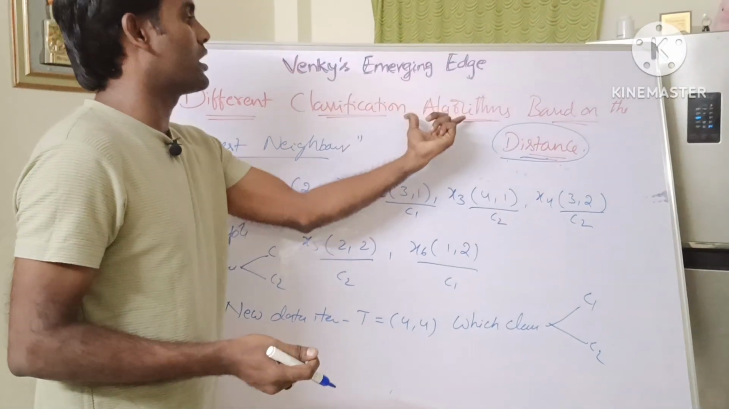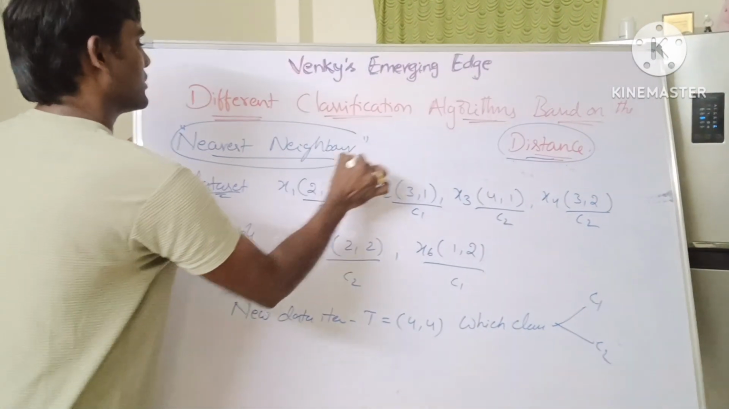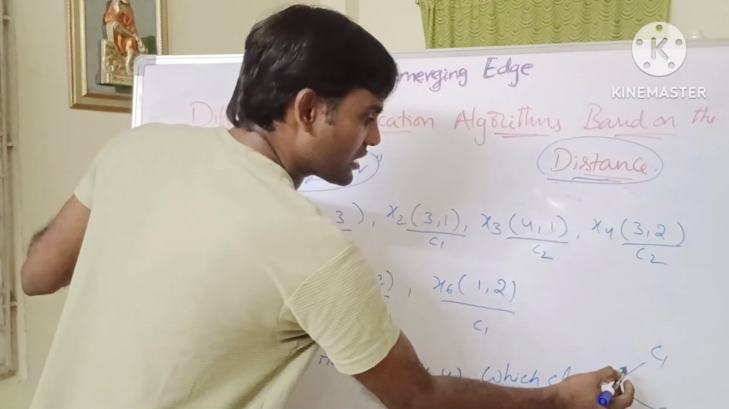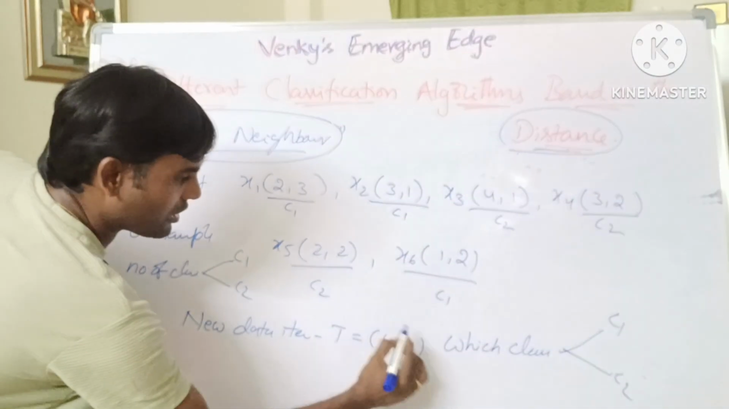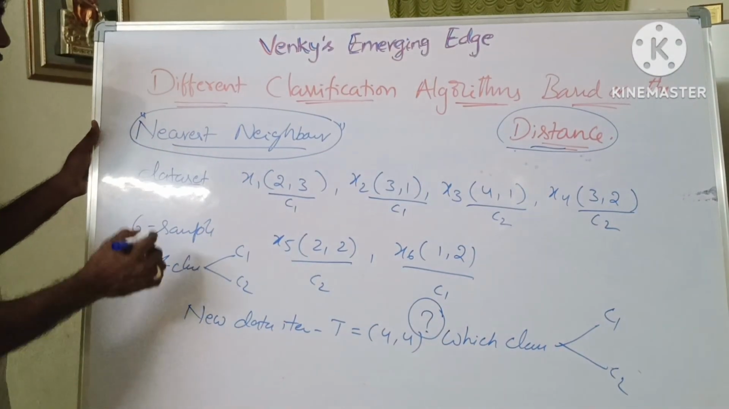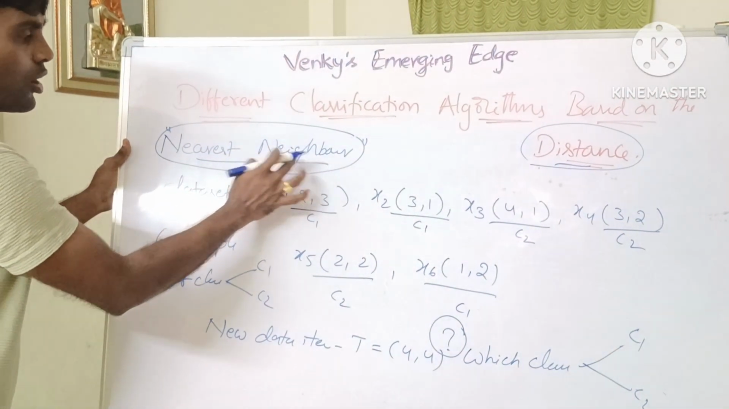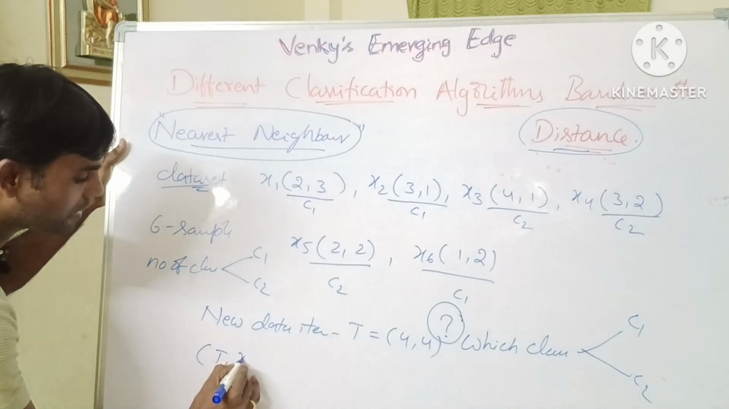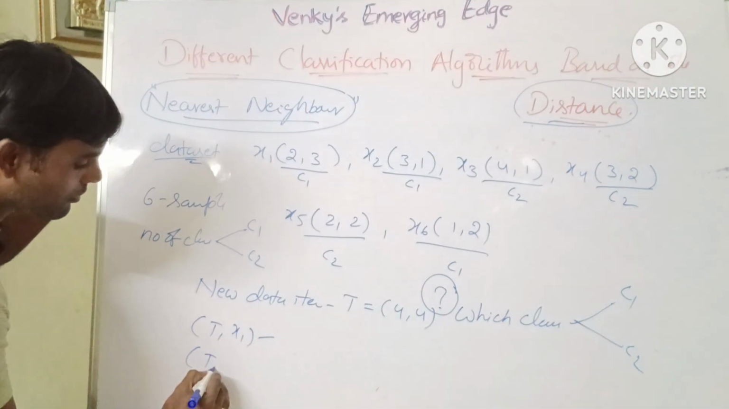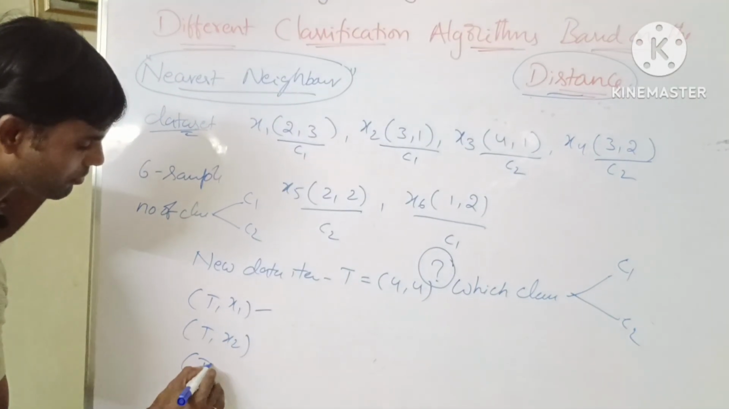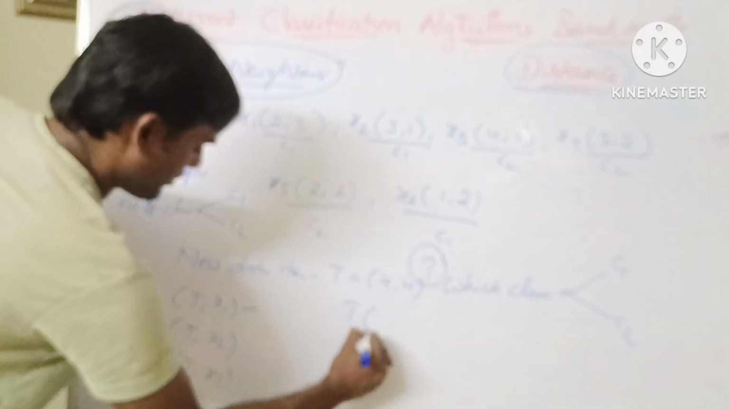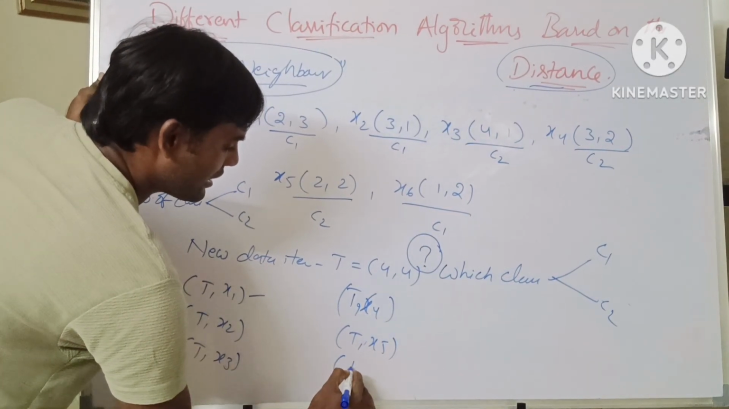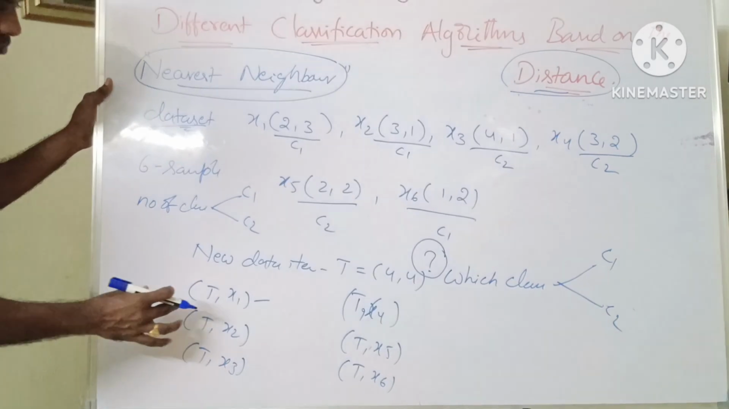We can categorize which class, using one of the classification algorithms, nearest neighbors. So that is my problem: which class? So now we are applying nearest neighbors. How do we apply nearest neighbors? We need to find the distance from T comma x1, next T comma x2, next T comma x3, next T comma x4, next T comma x5, next T comma x6. We'll find the nearest neighbor.